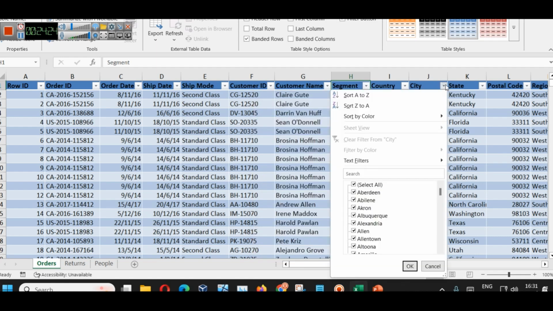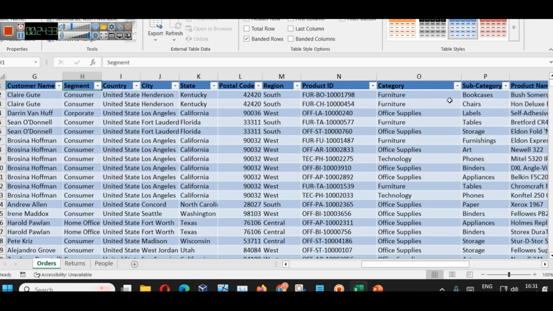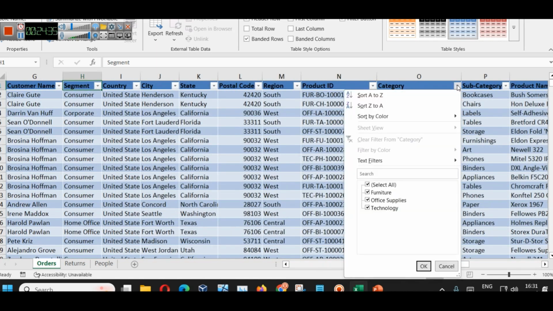Same goes with city also, right? Like where the order is going, or same goes with region, or same goes with product category, whether it belongs to furniture, office supply, or technology. Do you have any order here? I don't think so, right? Like it can be anything. It can be a furniture, it can be office supply, right?